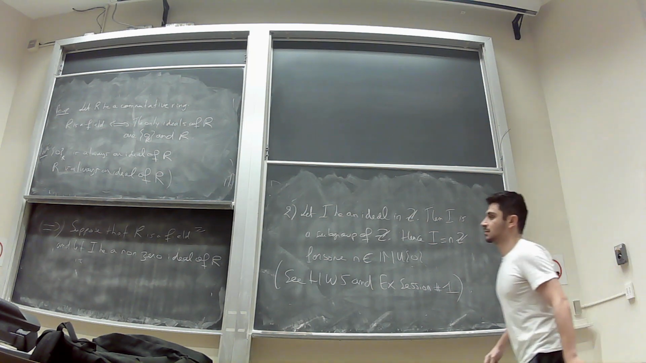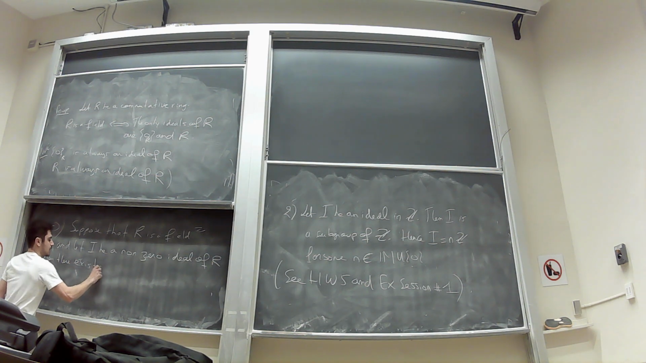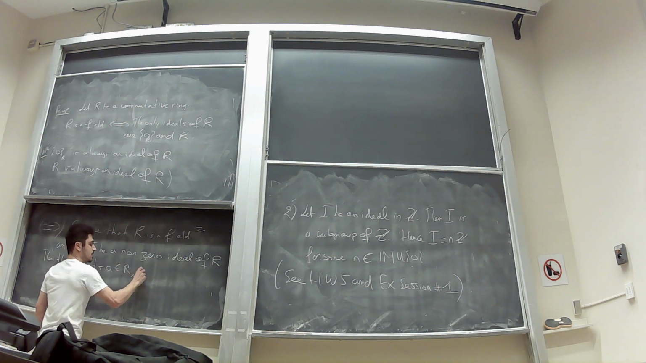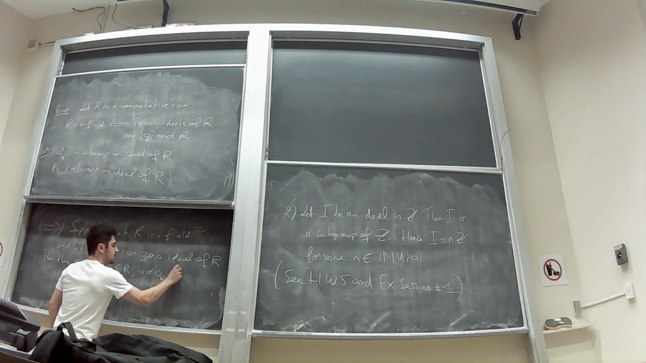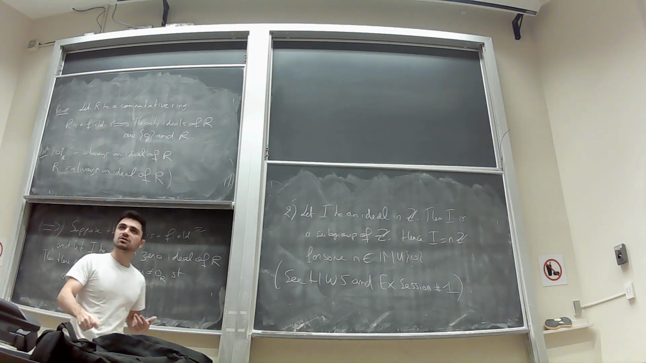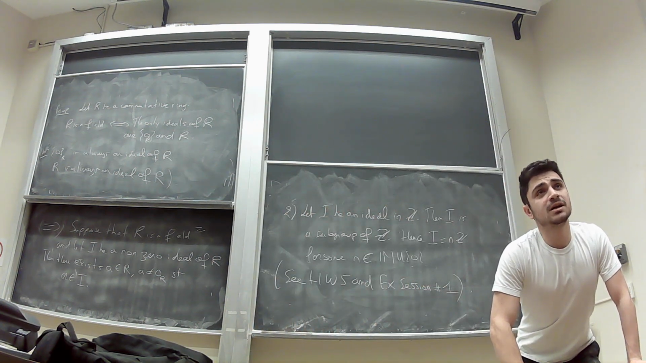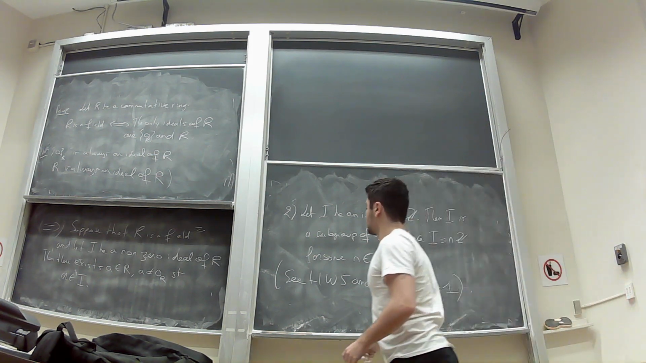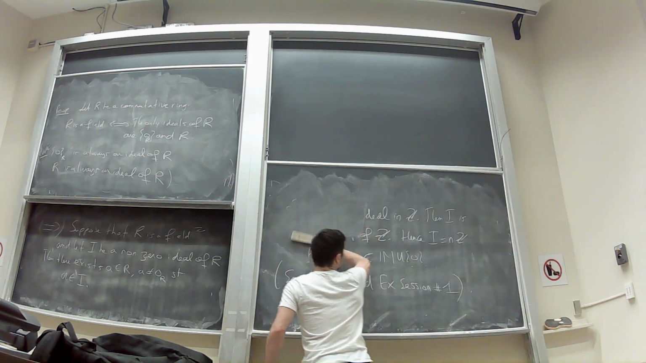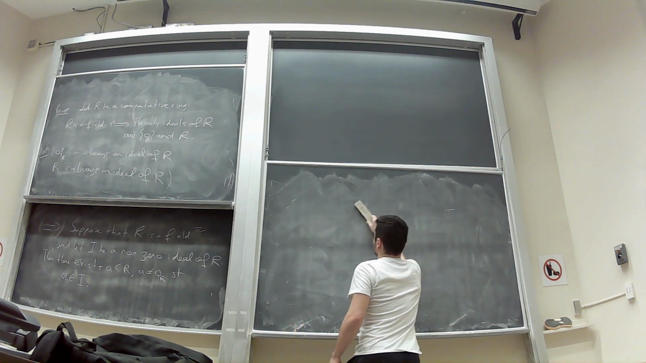Then there exists a in R, a different than 0, such that a belongs to I. Isn't that right? This is what it means to be non-zero. Okay, now R is a field. What do I know about fields? I can find an inverse. Very good, to get the identity element.